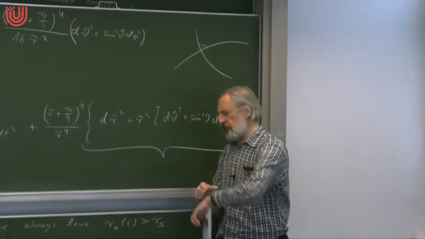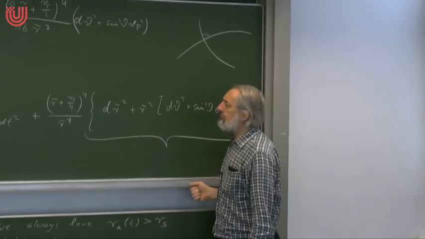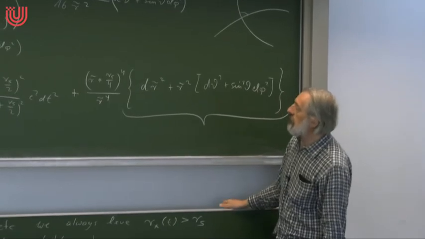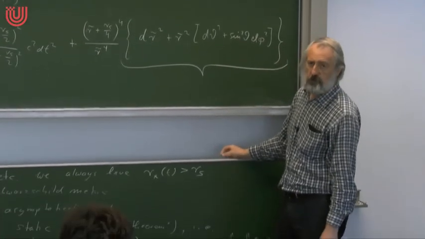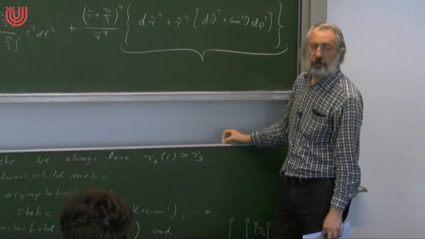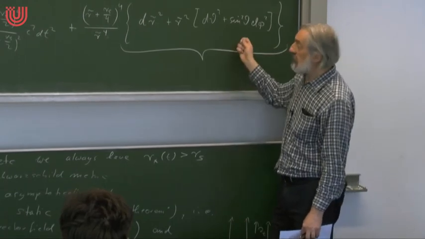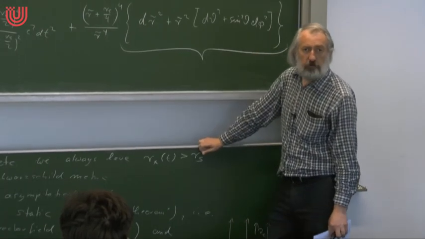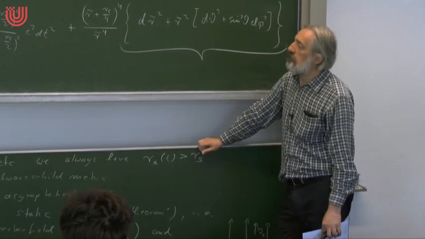Okay, I think I should stop here. I'm already 5 minutes over time. And I will continue then next week with the Tertius coordinate and then with the Eddington-Finkelstein and so on. And we will discuss the isotropic coordinates in one of the worksheets, in the next worksheet. We will do a little bit with this.